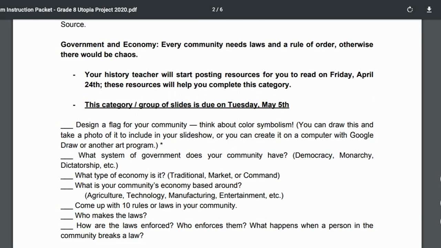So Mr. Androlowitz and Mrs. Kirby are posting resources for you starting on Friday, April 24th. These resources will be things you can read that will help you complete the government and economy categories. They'll be having you turn in those slides separately to them.